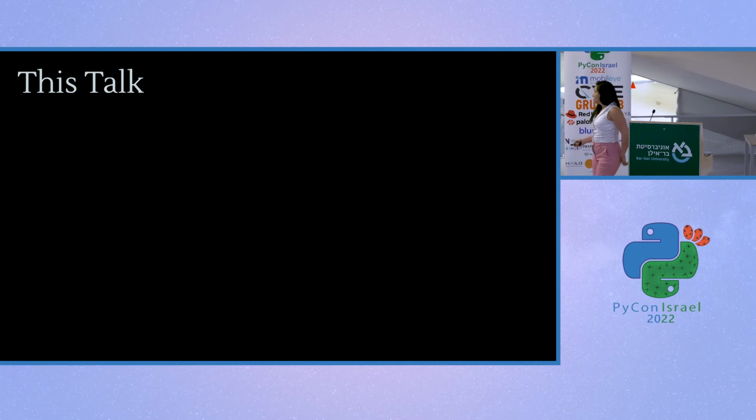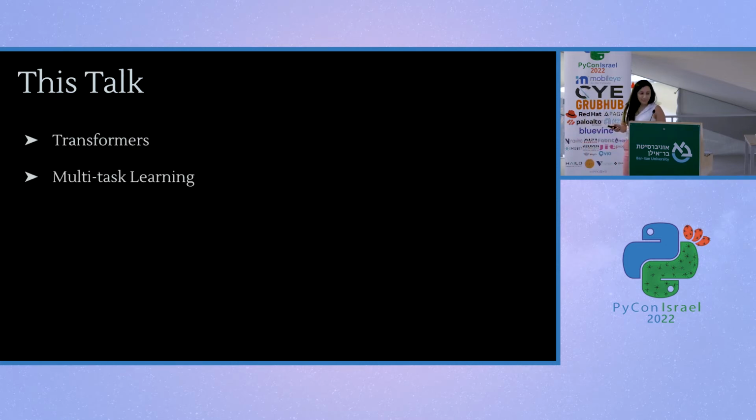This is the plan for today. I'm going to start with transformers. Then we'll continue with multitask learning. After that, we will introduce SpaCy, and we will end with a more practical viewpoint of how to implement that. So, transformers.